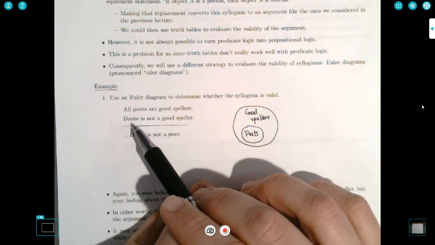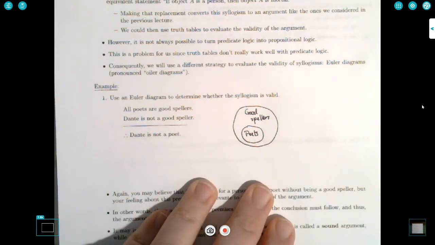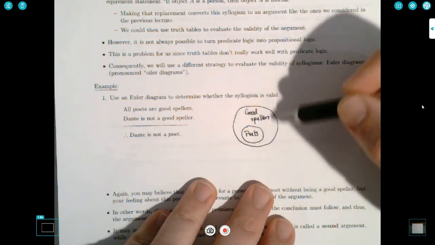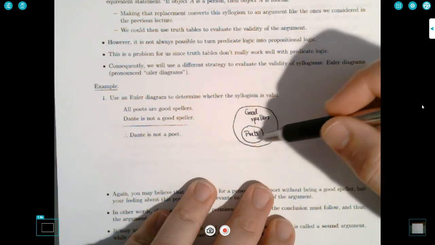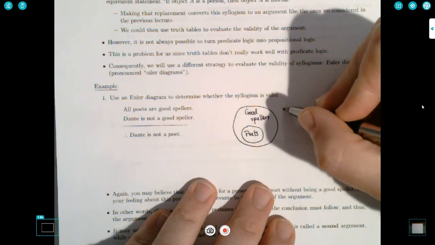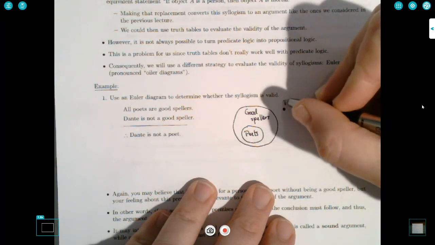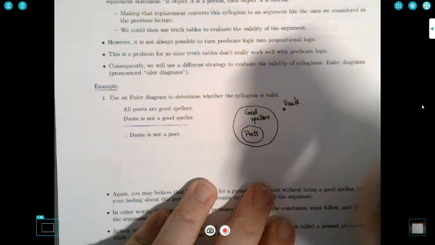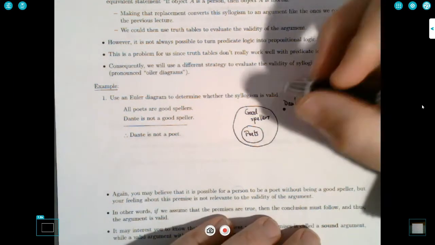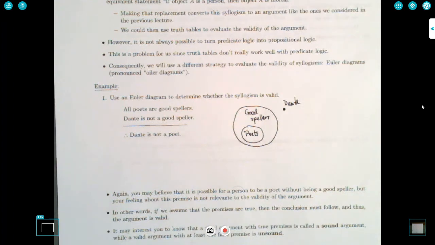The second statement says that Dante is not a good speller. So that means that Dante cannot be inside of this bigger circle, which means he can't be inside the smaller circle either. He's got to be outside of there somewhere. So maybe this represents Dante. He's just a little point, because he's just a single individual. So Dante is not a good speller, and that represents the second statement.